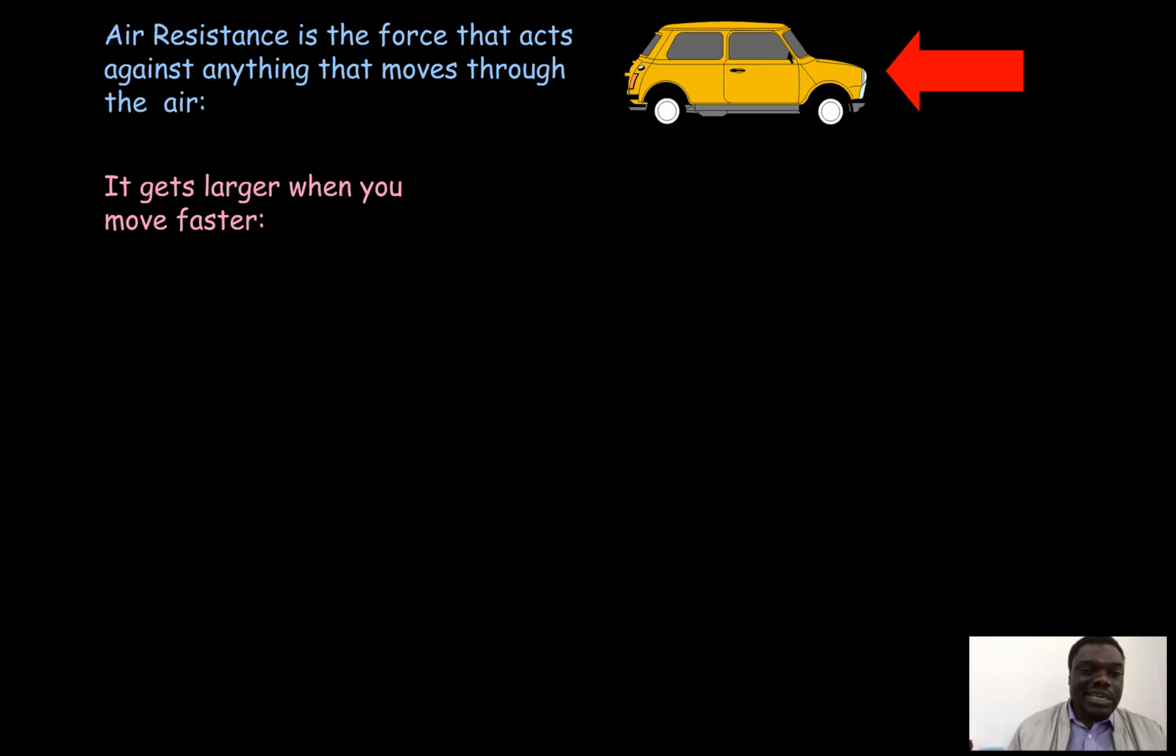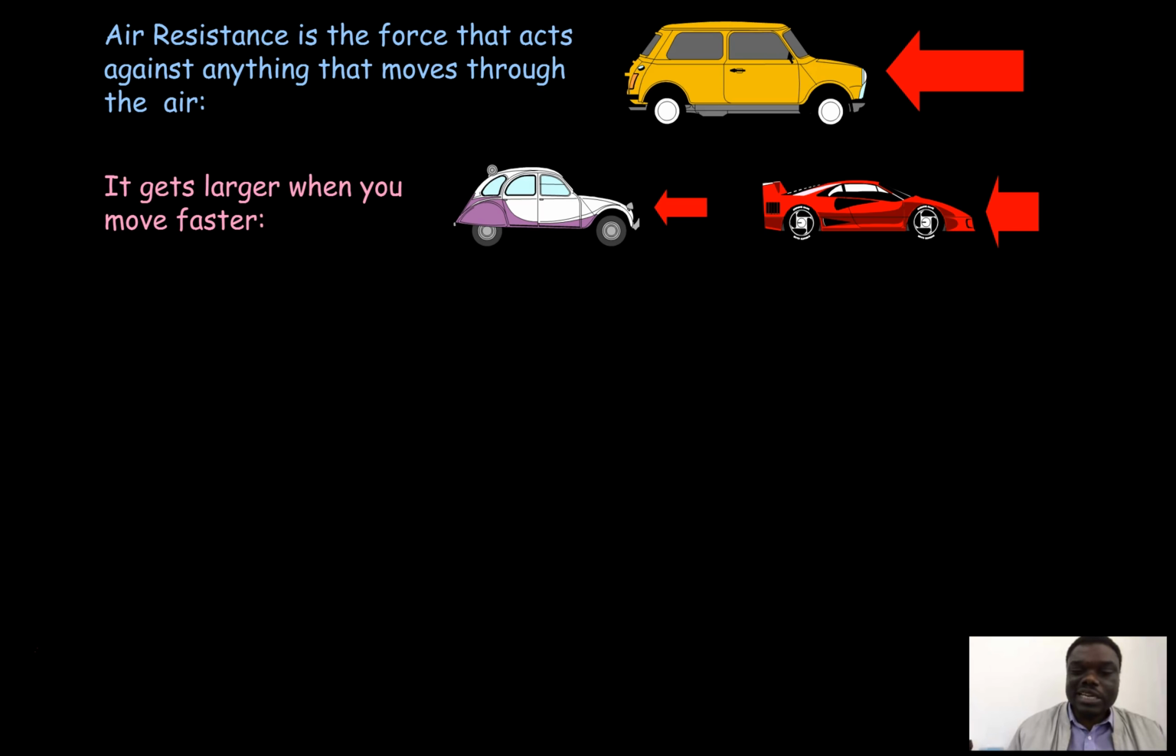The air resistance gets larger when the object moves faster in air. This car is moving slowly. The air resistance on it is small. This other car is faster. The air resistance on it is very large.